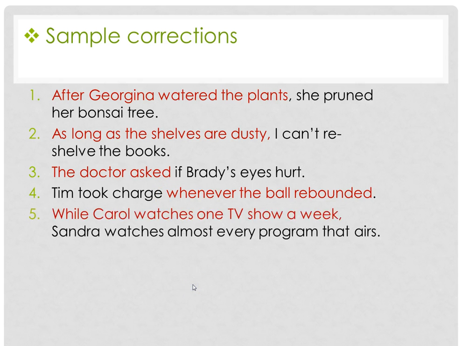And the last one, while Carol watches one TV show a week, comma, Sandra watches almost every program that airs. So I added a new independent clause. I put the independent clause after the dependent clause. So the dependent clause comes first, so I do follow it with a comma. So double check your paper. How did you do with your commas? Did you capitalize and punctuate?